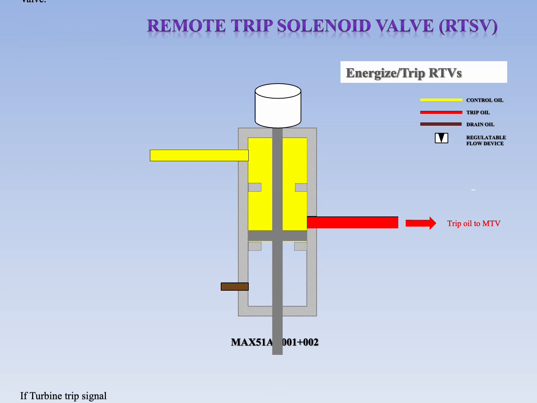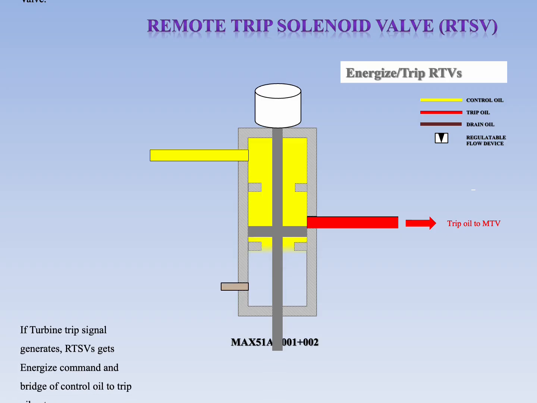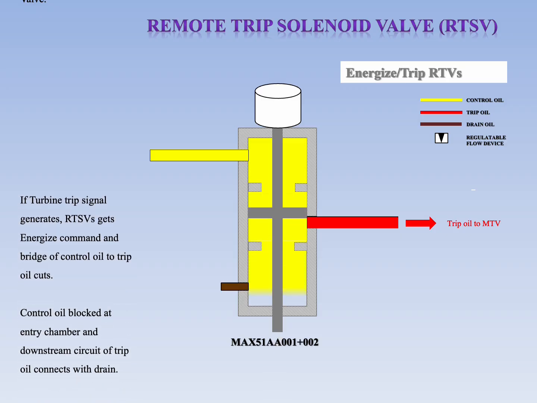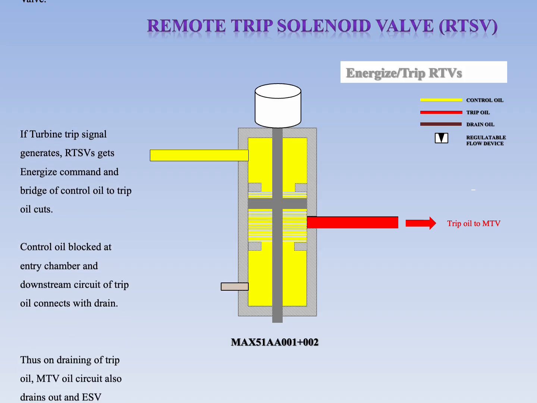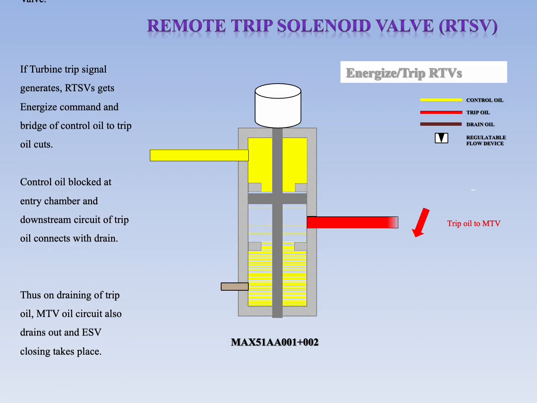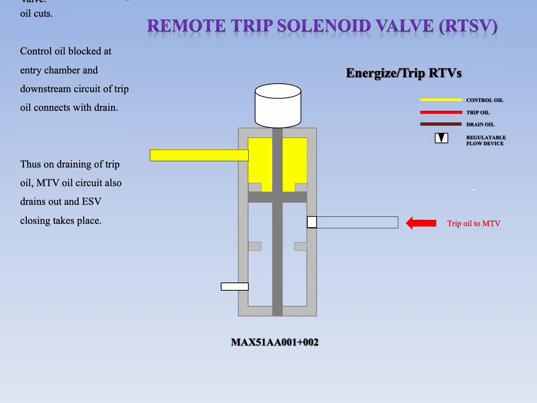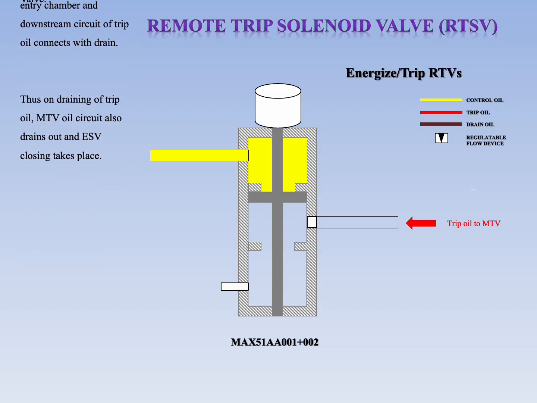If a turbine trip signal generates, RTSVs get a de-energize command and the bridge of control oil to trip oil is cut. Control oil is blocked at the entry chamber and the downstream circuit of trip oil connects with drain. Thus on draining of trip oil, the MTV oil circuit also drains out and ESV closing takes place.